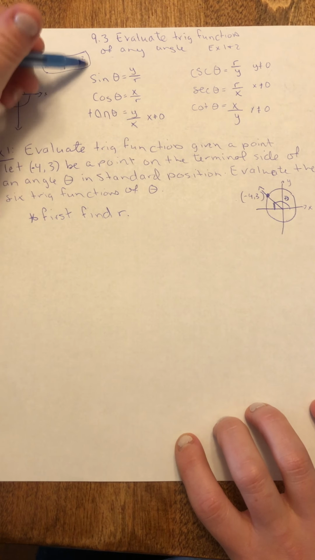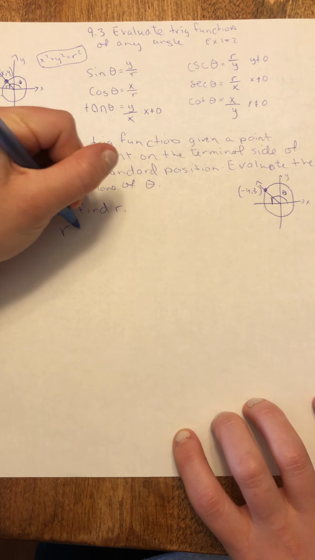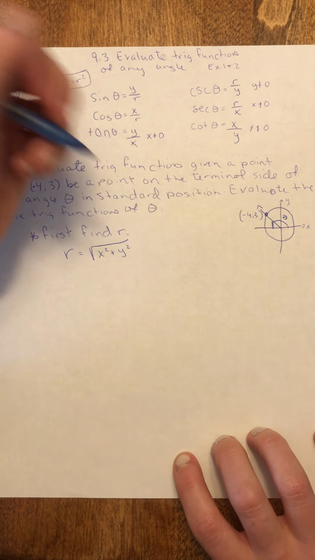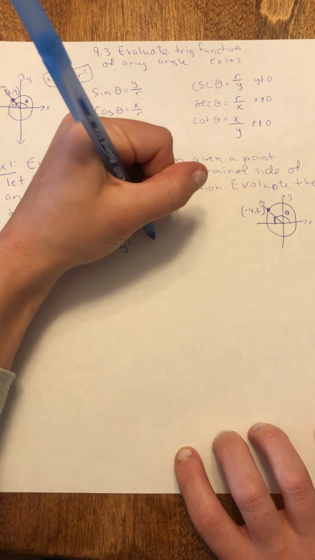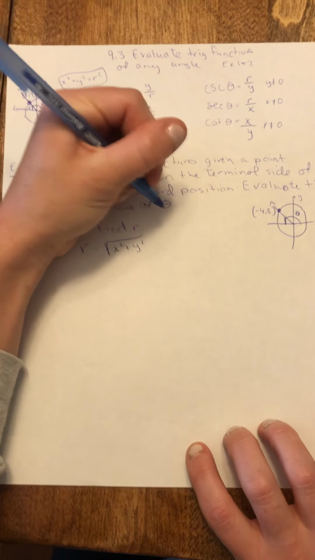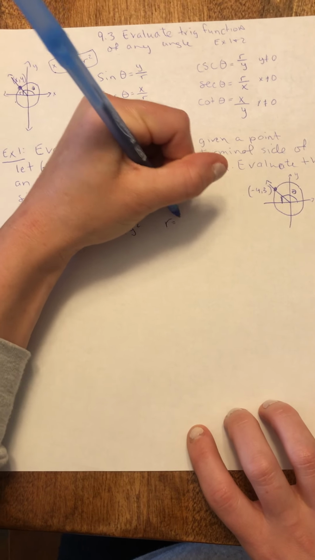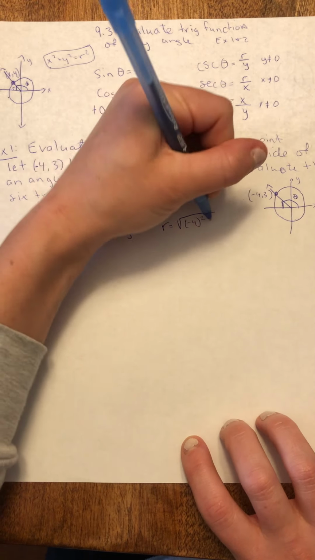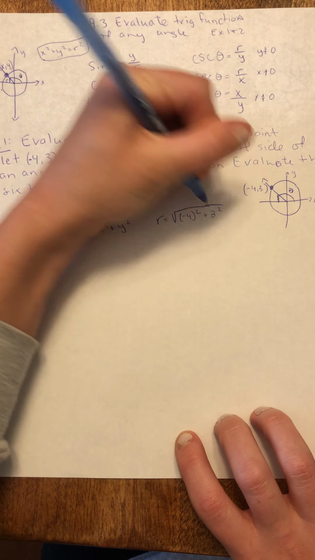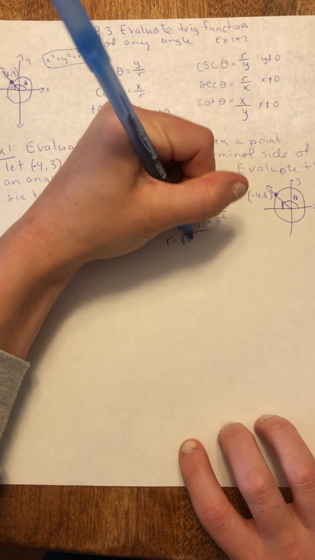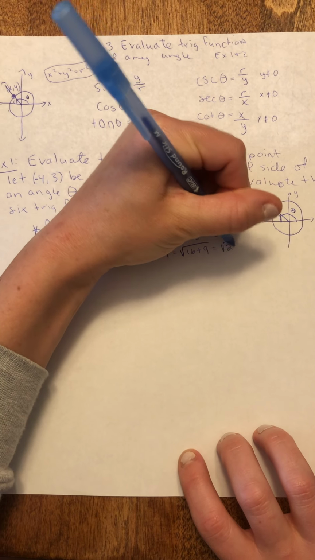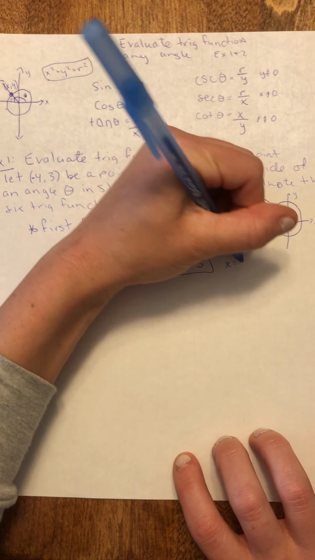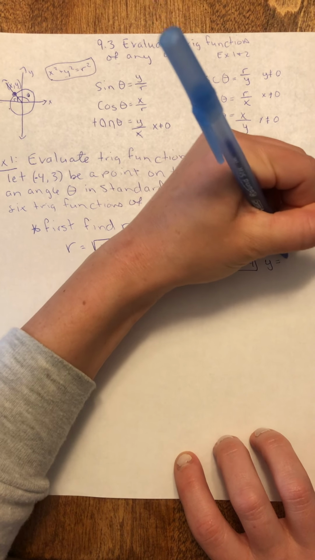So we're going to sort of use a variation of this formula. So r equals the square root of x squared plus y squared. So again, should remind you of Pythagorean theorem. So x being -4, y being 3. So r equals the square root of (-4) squared. Remember to put something in parentheses if it's negative. Plus 3 squared equals square root of 16 plus 9, which is square root of 25. So r equals 5. So again, r equals 5, x equals -4, y equals 3.